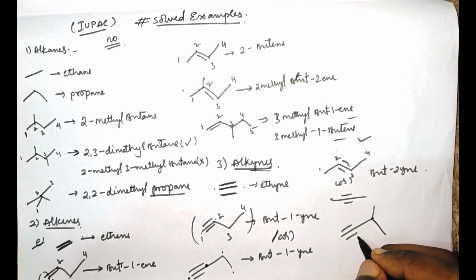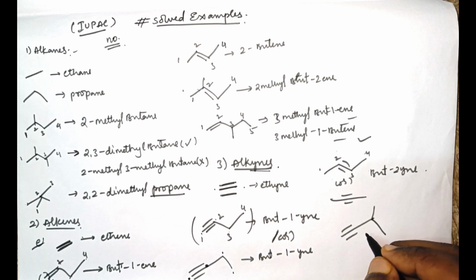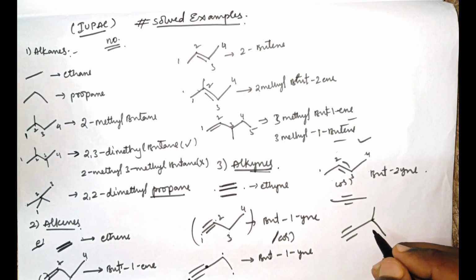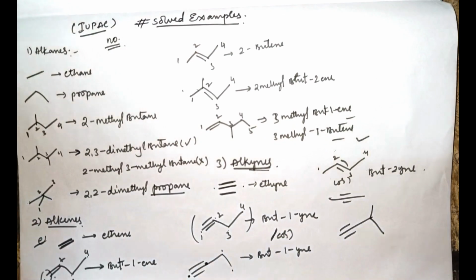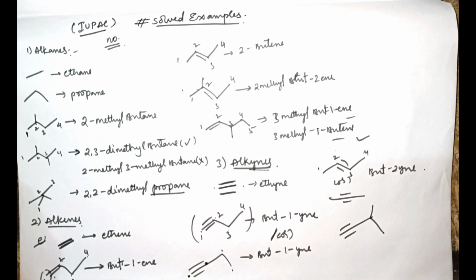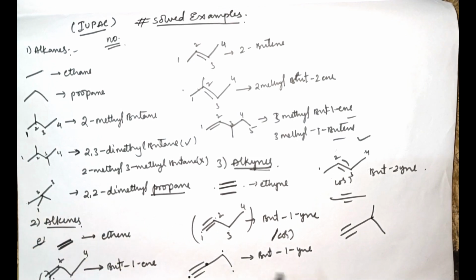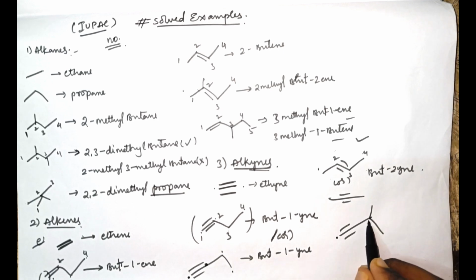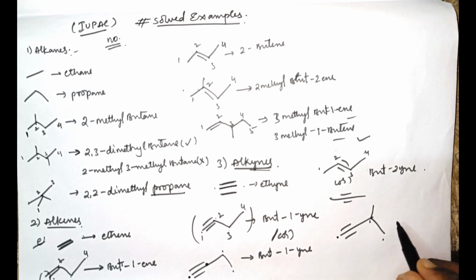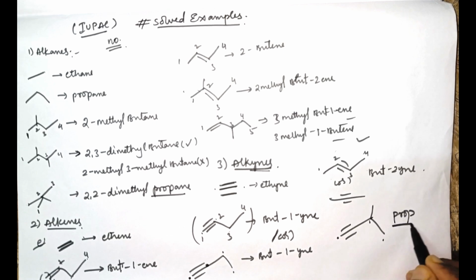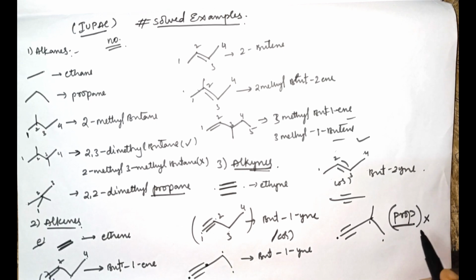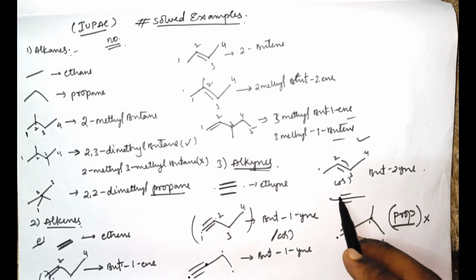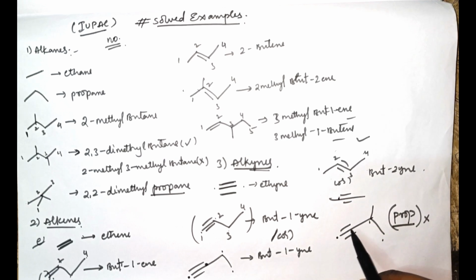Now when you start numbering, what would you do is my question. So here is one carbon, here is another carbon, here is another carbon. Do you think it's prop? It's absolutely wrong, because earlier I have told you to consider this thing, right?